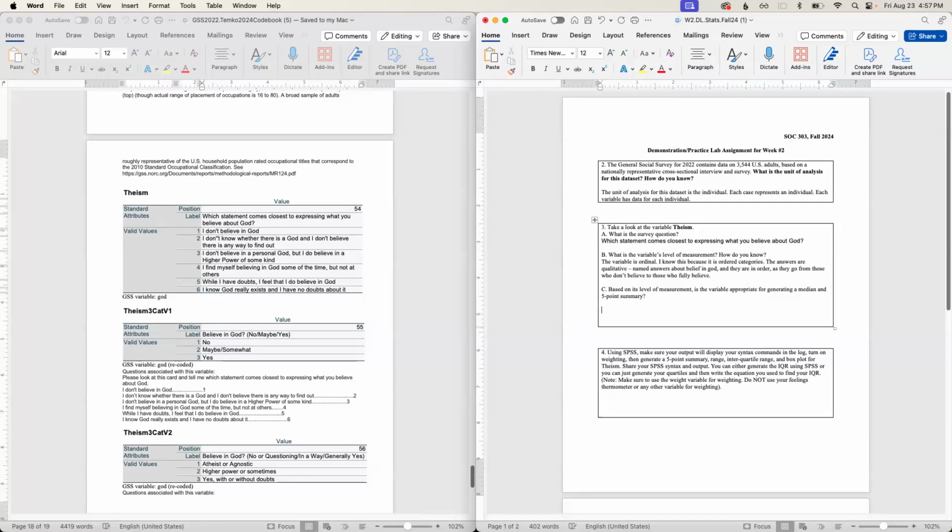Okay. So is the variable appropriate for generating a median and 5-point summary? So if it was nominal, we couldn't do a median, right? Because there's no middle, the middle doesn't mean anything. Like if you had favorite color, you had blue and yellow and green, even if we assign those numbers, it wouldn't mean anything at that point.